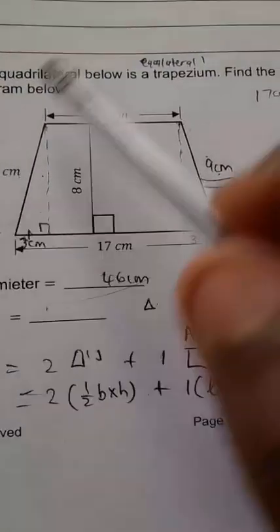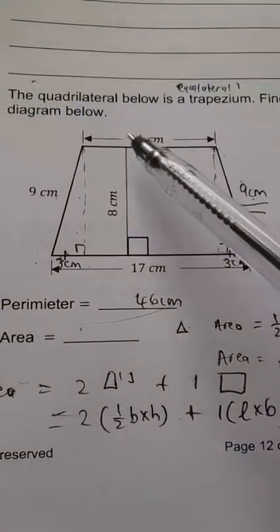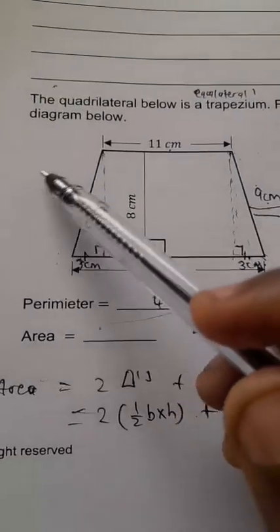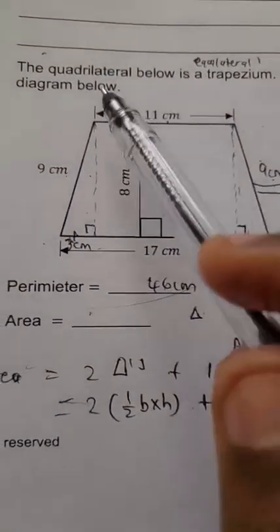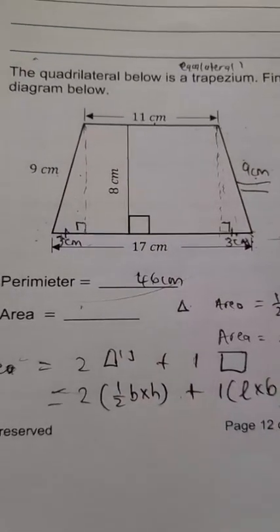Okay, all right. So yes, you add all of these 4 sides for a perimeter. 11 plus 9 plus 17 plus 9. That's where we got the 46 centimeters. We simply added the dimensions, all 4 of them together.